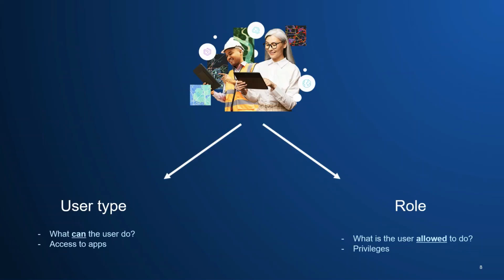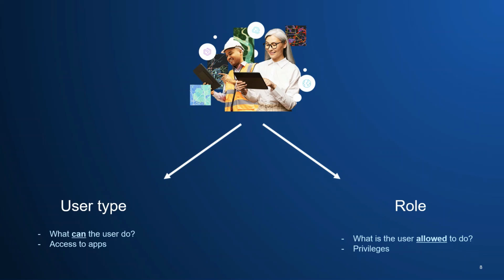We're going to bring that clarity with this slide that very nicely shows that each member of an ArcGIS Online or an ArcGIS Enterprise has a particular user type and a particular role. User types work like licenses. They determine what the user can do, or what the capabilities are, and they will also determine what apps the user has access to.